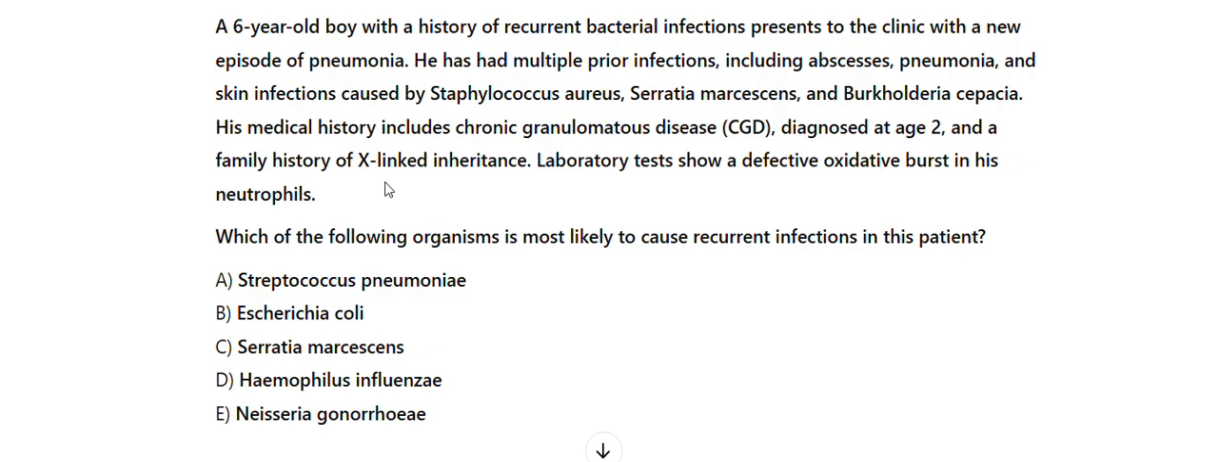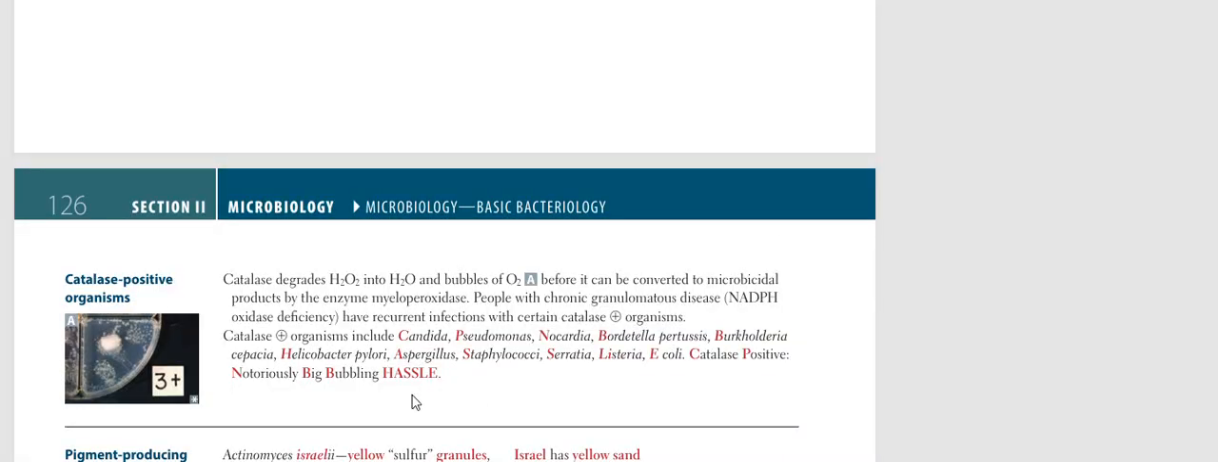Laboratory tests show a defective oxidative burst in his neutrophils. Which of the following organisms is most likely to cause recurrent infections in this patient? A. Streptococcus pneumoniae. B. Escherichia coli. C. Serratia marcescens. D. Haemophilus influenzae. E. Neisseria gonorrhoeae. Answer and explanation.